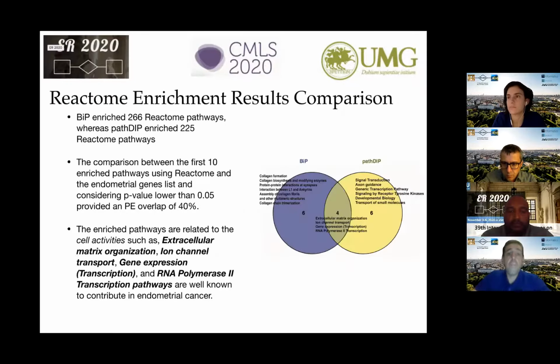So this is the comparison between the enrichment obtained from Reactome. BiP enriched 266 pathways, whereas PathDiP enriched 225 pathways. They have an overlap of 40% among the first 10 enriched pathways. And these pathways include extracellular matrix organization and ion channel transport, which are well-known contributors in endometrial cancer.